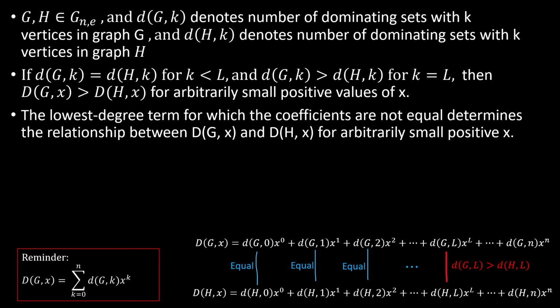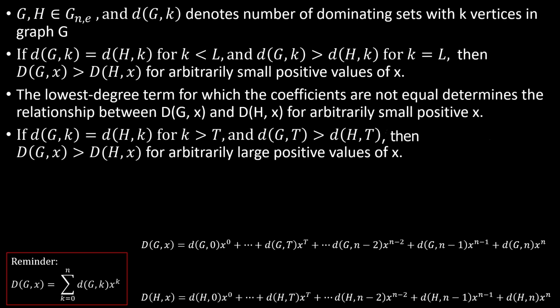The second observation is that if little d of G at k equals little d of H at k for all k greater than some integer t, but little d of G at t is greater than little d of H at t, then the domination polynomial of G evaluated at x is greater than the domination polynomial of H evaluated at x for arbitrarily large x.